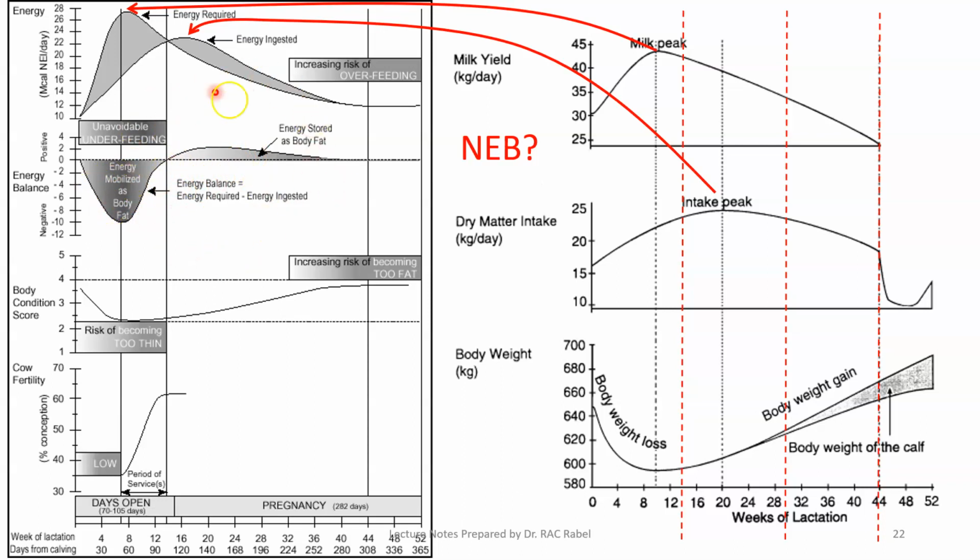So I hope that is clear. This goes on every cycle, right? You cannot prevent this, however much you feed. Animals have been selected for this. Dairy cows have been selected over centuries and centuries for their ability to mobilize body fat. However, they can only do it to a certain extent.